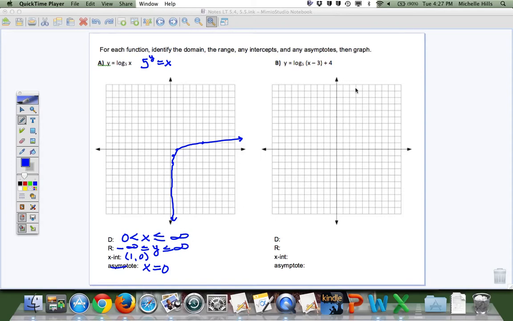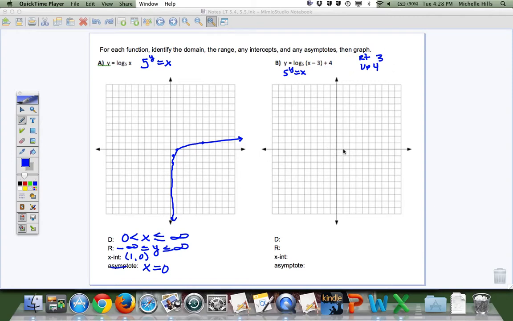reaches. The transformation of this is very similar to the transformations that we did in Unit 1. When I see this x minus 3, I know that I'm going to go right 3, and the plus 4 at the end means up 4. So what I do, the way I approach this, is I just go back to, because my base is 5, 5 to the y equals x. Where would that initial point be, and then where do I need to move the point to satisfy this transformation?